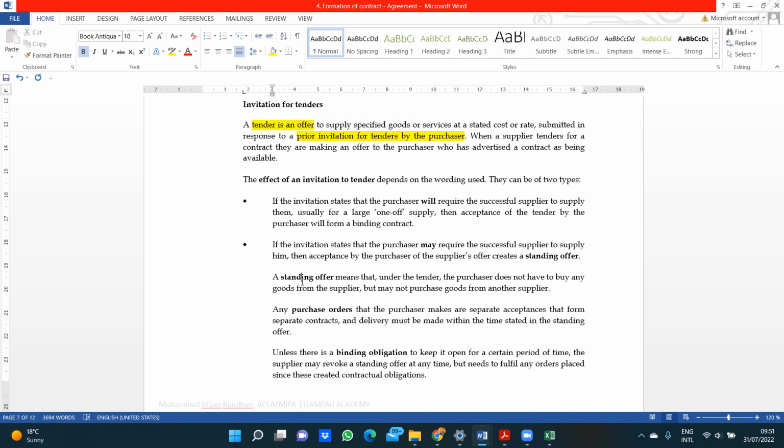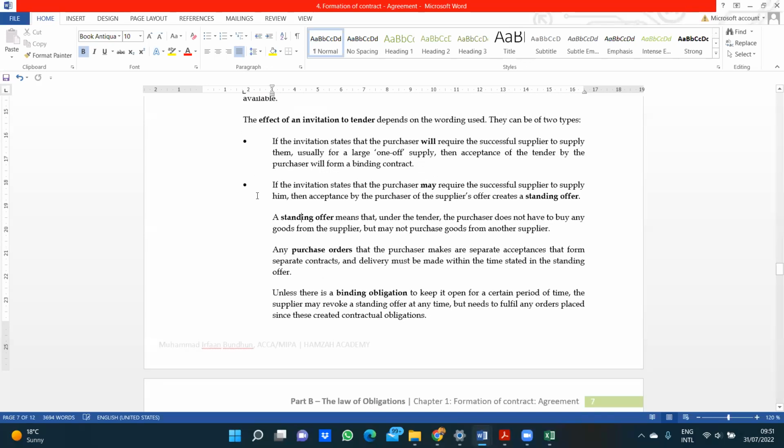Again, the tender is an offer, but the invitation to tenders is not the offer. It is the invitation to treat. Again, an invitation to treat is to invite someone to make an offer. When a supplier tenders for a contract, they are making an offer to the purchaser who has advertised a contract as being available.